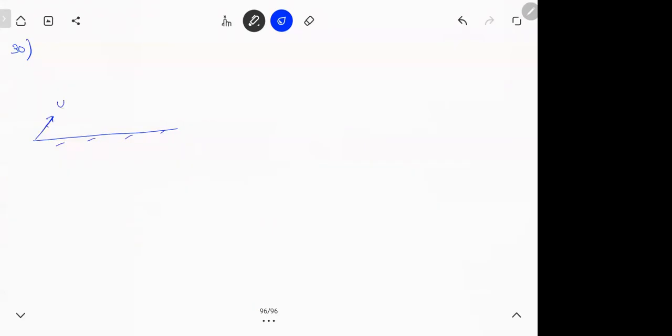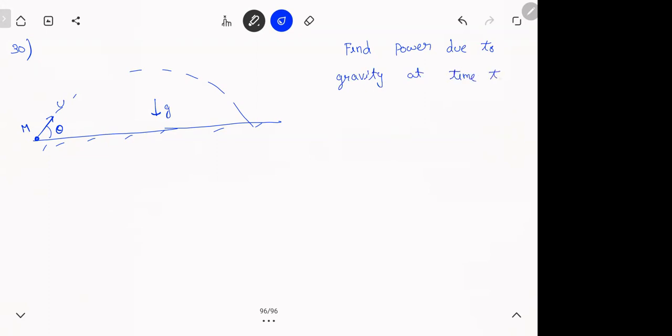A particle is projected with u and theta, projectile motion. So when it is flying, the gravity is always there. Find power due to gravity at time t. Get it? The particle is projected with u and theta. Find the power due to gravity at any time t. Again, what is power? Force dot product velocity. So you should know what is the force acting on the particle, velocity at any time t. Again, this thing is purely projectile motion only.